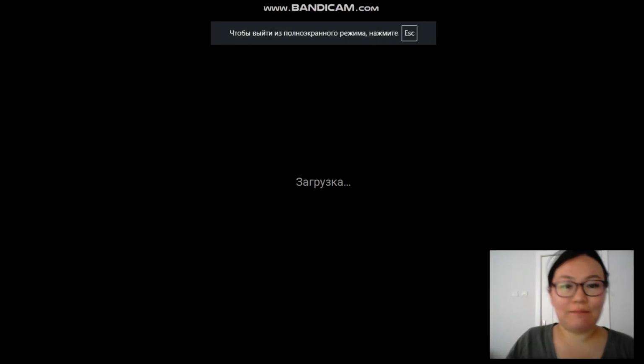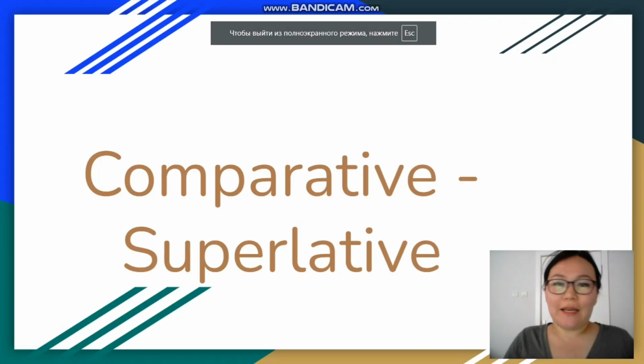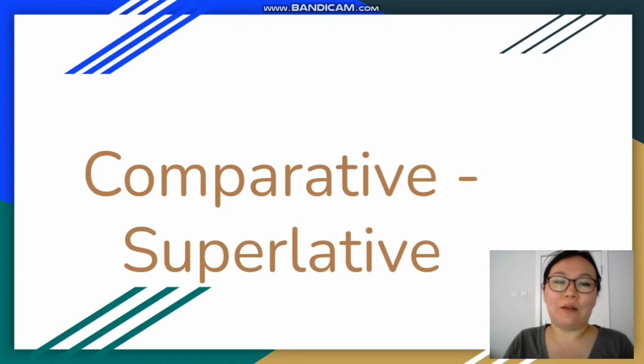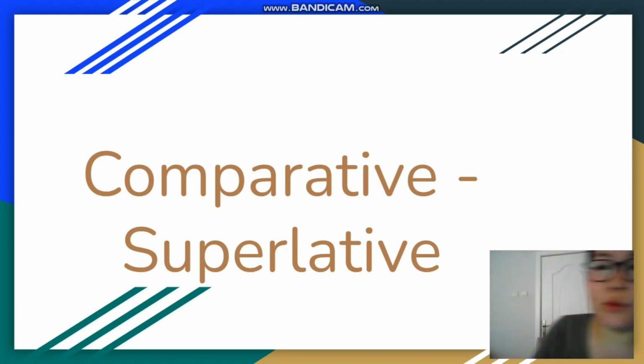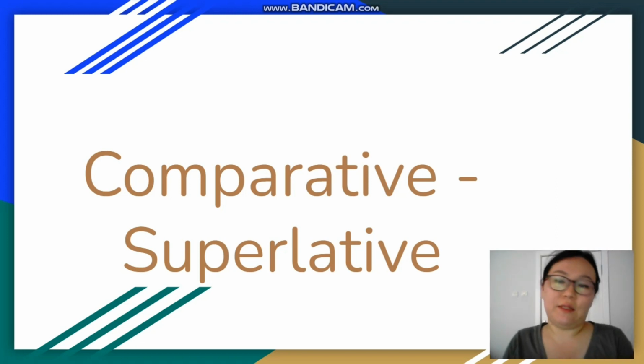And today we talk about comparative and superlative adjectives. First, what does it mean, comparative and superlative? Where, when can we use these adjectives? Comparatives and superlatives are used to compare people, places, or things.